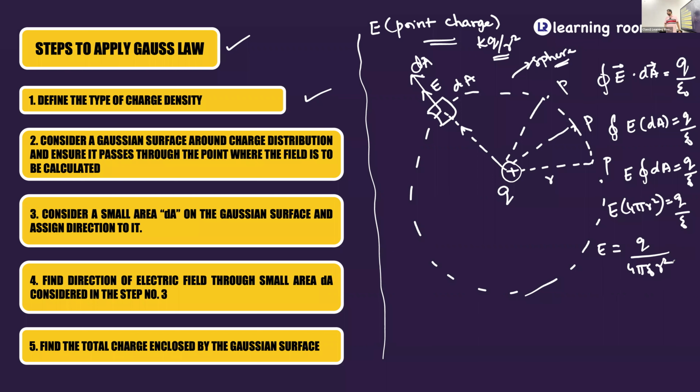Is this not the value that we already know? That's what I wrote as K. 1 by 4 pi epsilon naught is K. I hope it's simple, right? So this is how you apply Gauss law. But we have different applications. We have 3 applications for extended charge. But I thought I'll create a similarity between the steps that I've mentioned and the point charge. Is that clear? So please make a note of it.